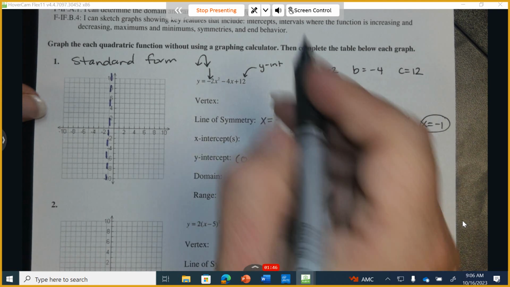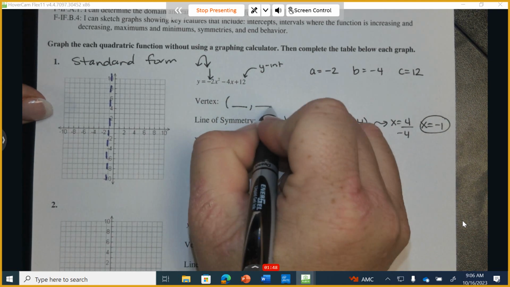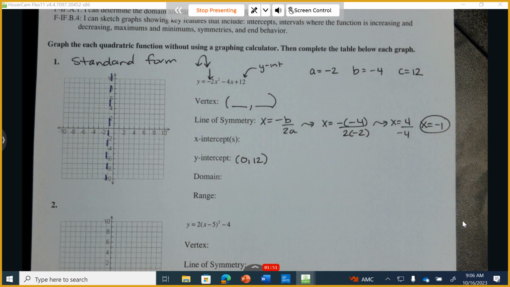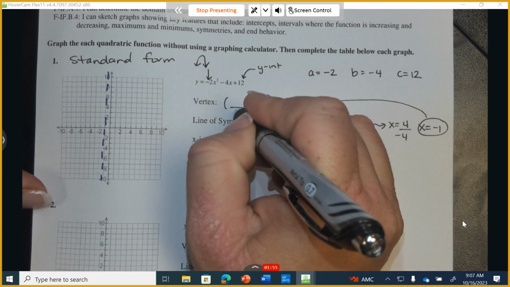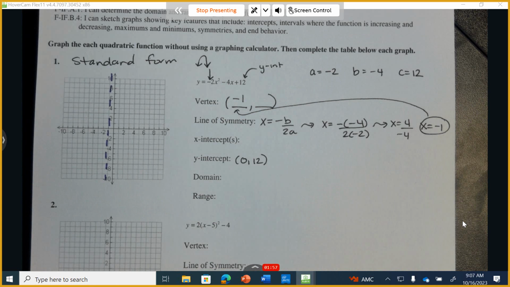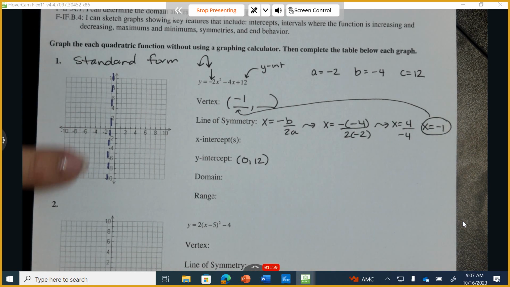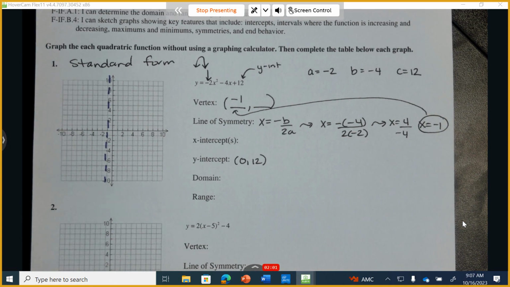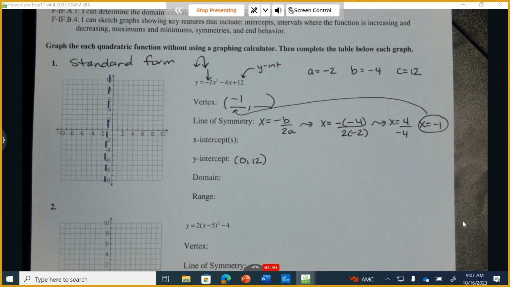Now we're going to find a vertex. Now a vertex has 2 coordinates, an x-coordinate and a y-coordinate. The x-coordinate is always the same as the line of symmetry. So on this line of symmetry, we're going to find either the highest or the lowest point, the maximum or minimum, which will be the vertex.